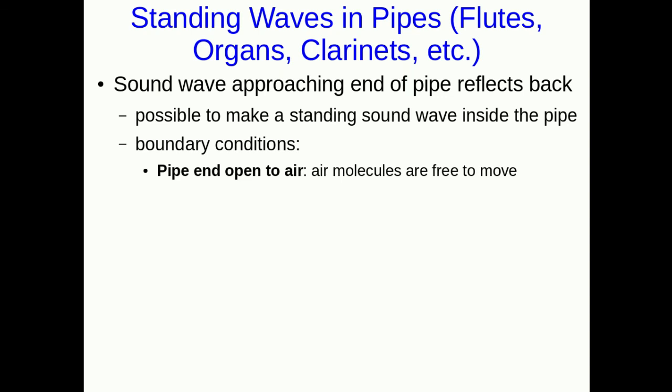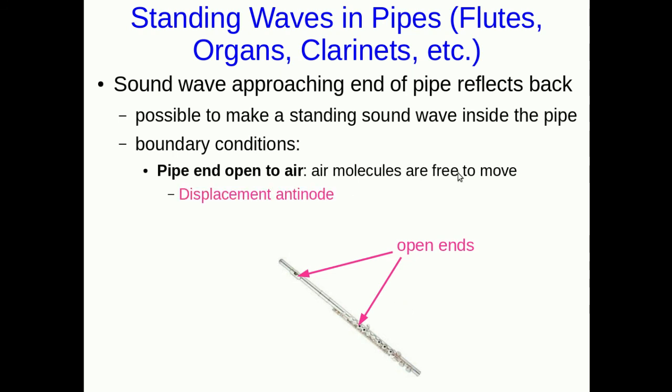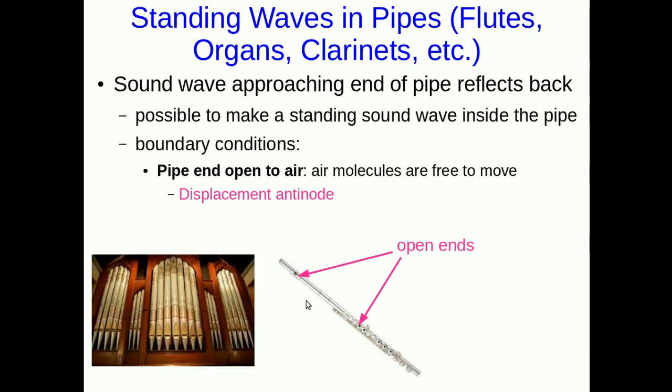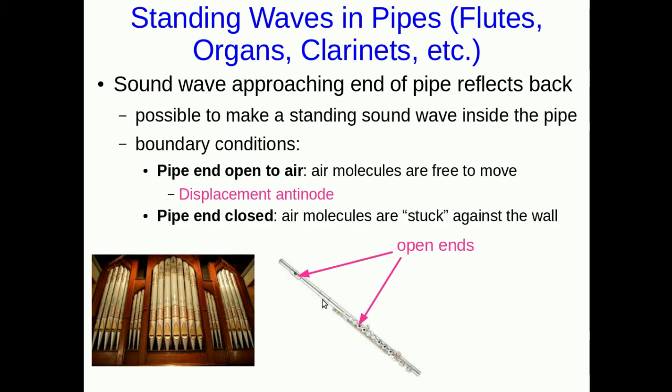So if an end of the pipe is open to the air, air molecules are free to move back and forth there. There's nothing holding them in place. Now this happens often. For example, in a flute, the hole that you blow over at one end is open to the air, and whatever the first open finger hole is would be the other open end. And so like any other free end, these places will be antinodes. You see the same thing in things like organ pipes. There are these slits down here that are open ends, and the top ends are open as well.